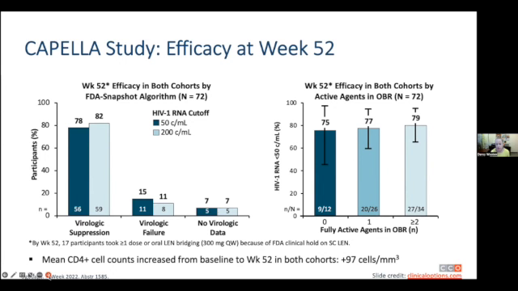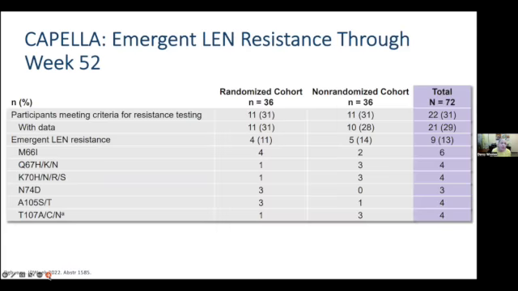And then in the figure on the right, they stratified virologic outcomes based on how many fully active agents they had in the optimized background regimen. And it's really amazing. Even the patients that had zero, I mean, these numbers are small, but even the patients that had 0 fully active agents in the optimized background regimen still had rates of viral suppression of 75%. So kind of cool. And everyone saw an increase in CD4 cell counts with a median increase of 97 cells. So here are the data in terms of failure and emergent resistance.